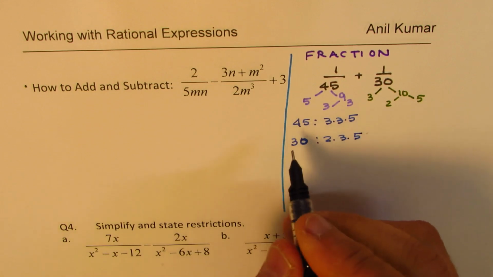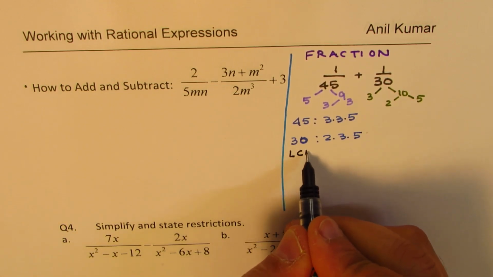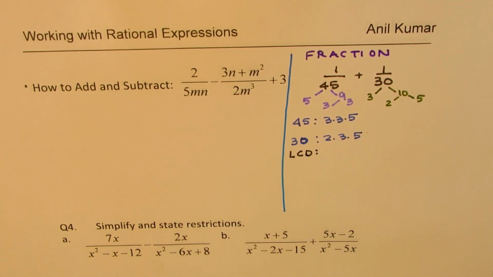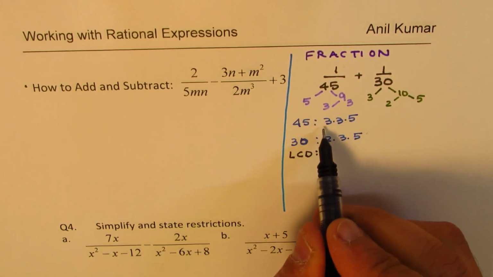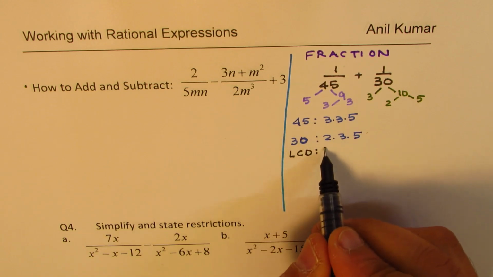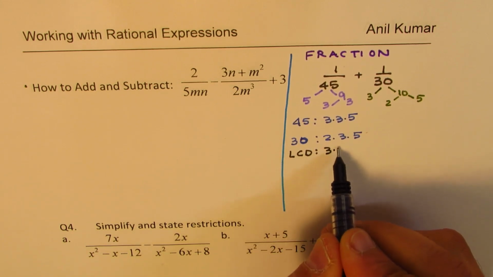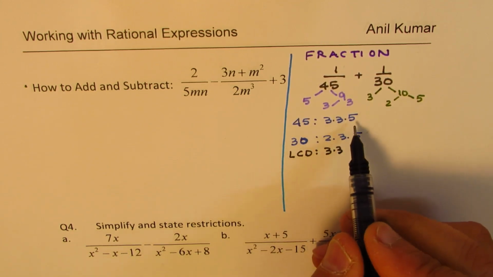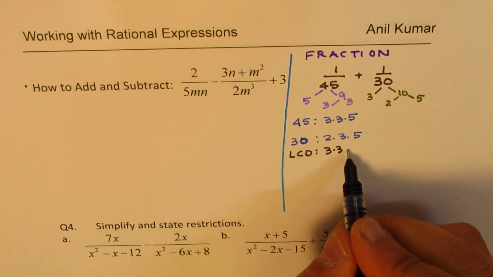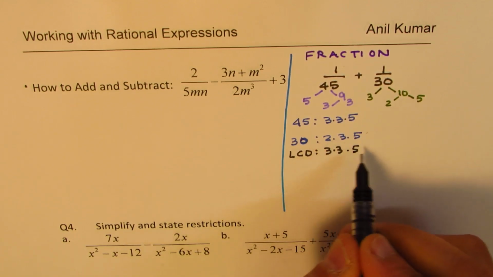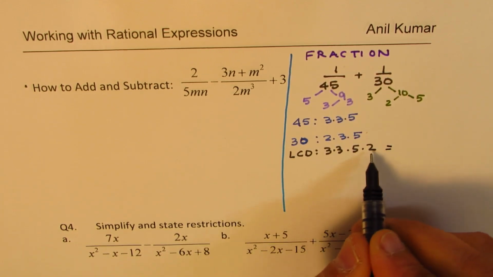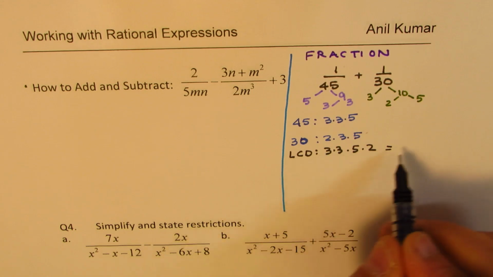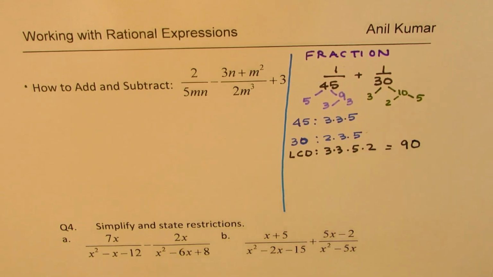Next operation is to find the lowest common denominator, right? So the lowest common denominator is seen from these factors. As far as 3's are concerned, we have two 3's in 45. So we use 3 squared, or you can write 3 times 3. And 5, both have one 5. We take a 5. 2 is there in 30 but not in 45. So we'll take a 2 also. So 5 times 2 is 10, and this is 9. That gives us a lowest common denominator of 90.